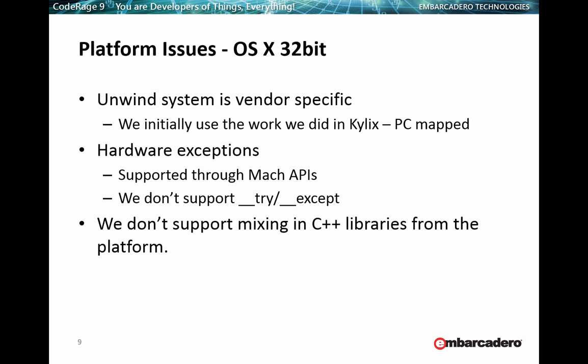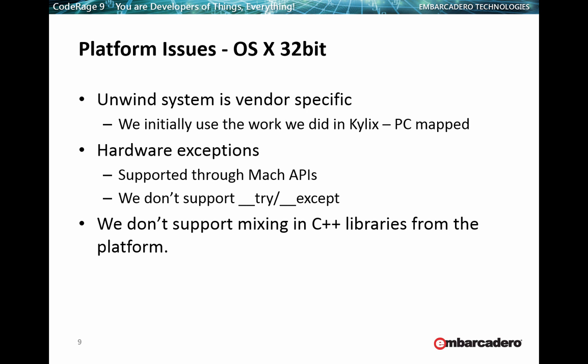When we targeted that platform, we did it through BCC32. And BCC32 does not use the same ABI and could not share in the C++ libraries from the platform, and we really could not use their unwinder support. So we used the work that we did way back in Kylix. For those of you who are that old and actually remember it, that was when we did our Linux toolchain. It was a PC map scheme. It was Intel 32-bit specific. Very compact, very fast.